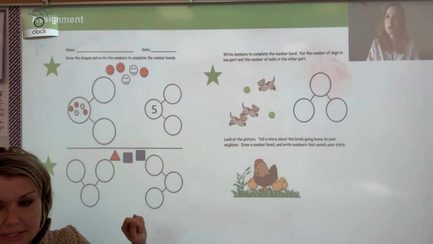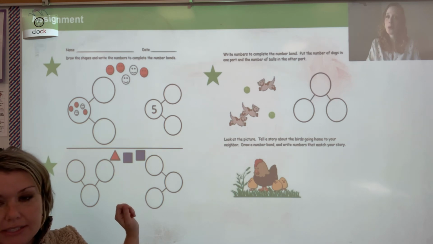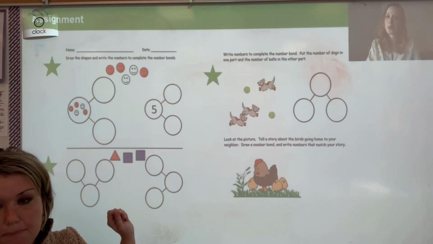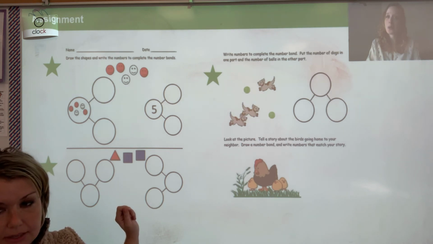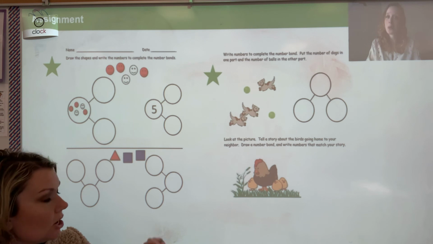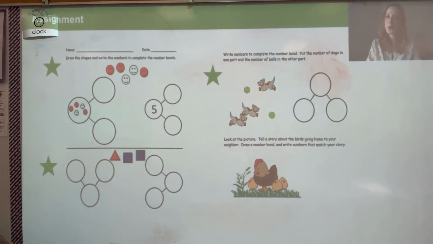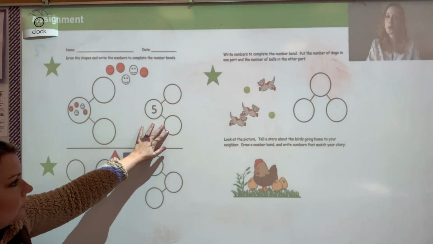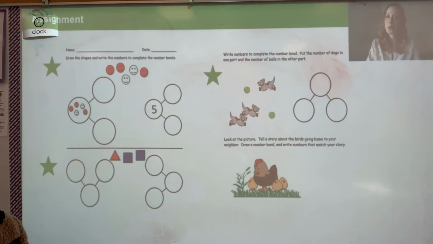All right, let's take a look. It's asking us to draw the shapes and write the numbers to complete the number bond. So in this number bond, we're drawing the shapes. And in this number bond, we're writing the numbers. They've done the whole for us.